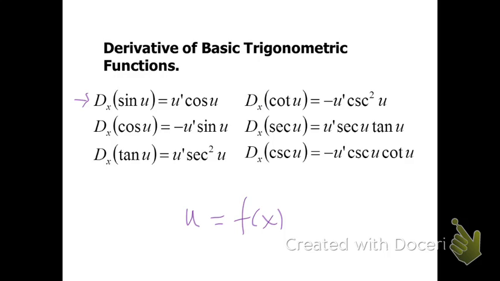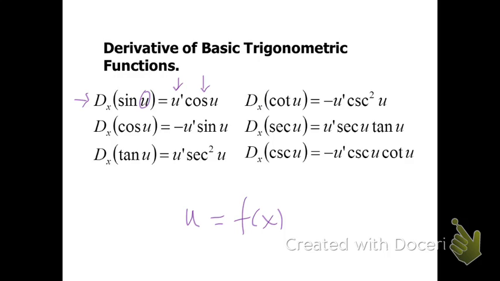So the derivative of sine of u, the first rule, is going to be the derivative of your function that is inside the trigonometric function, u prime, multiplied by the cosine of u. Okay, you just copy cosine, and inside you write u, your original function. It's pretty much the same with the rest of them. Cosine of u is going to be negative u prime, the derivative of u, multiplied by sine of u. We have a third rule. Tangent of u is going to be u prime times secant squared of u.